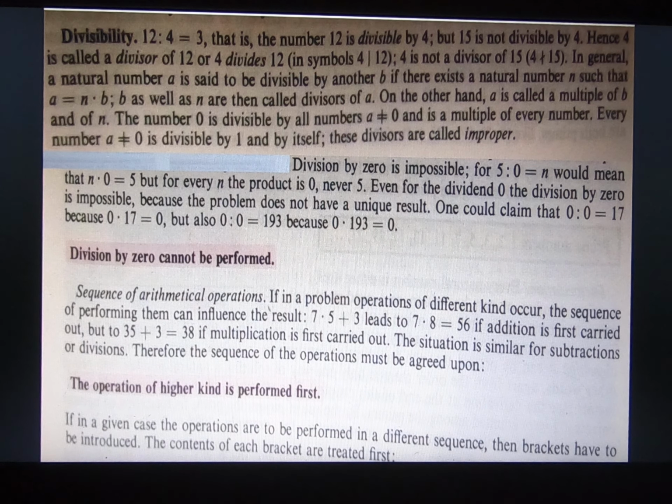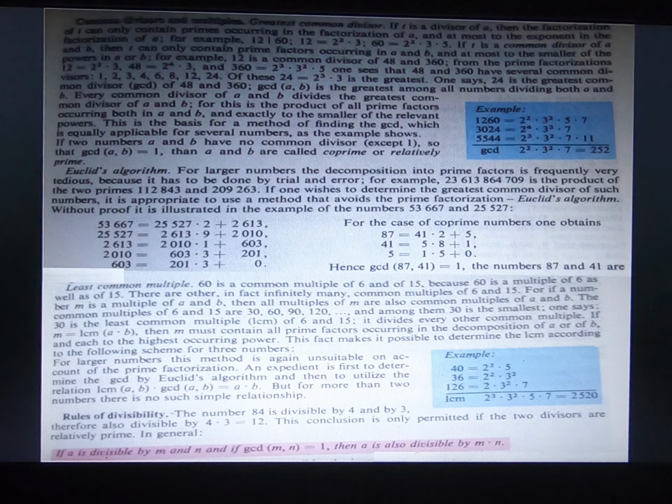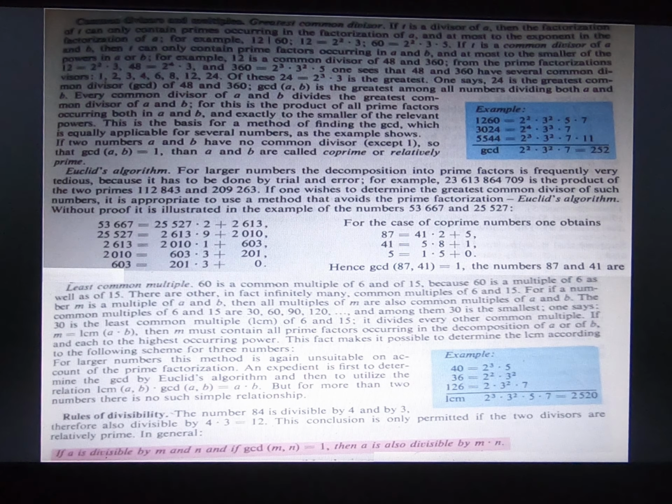Division by 0 cannot be performed, and there are some other rules for dealing with numbers. These are the greatest common divisor. You can find the greatest common divisor this way, and the least common multiple you can find this way.